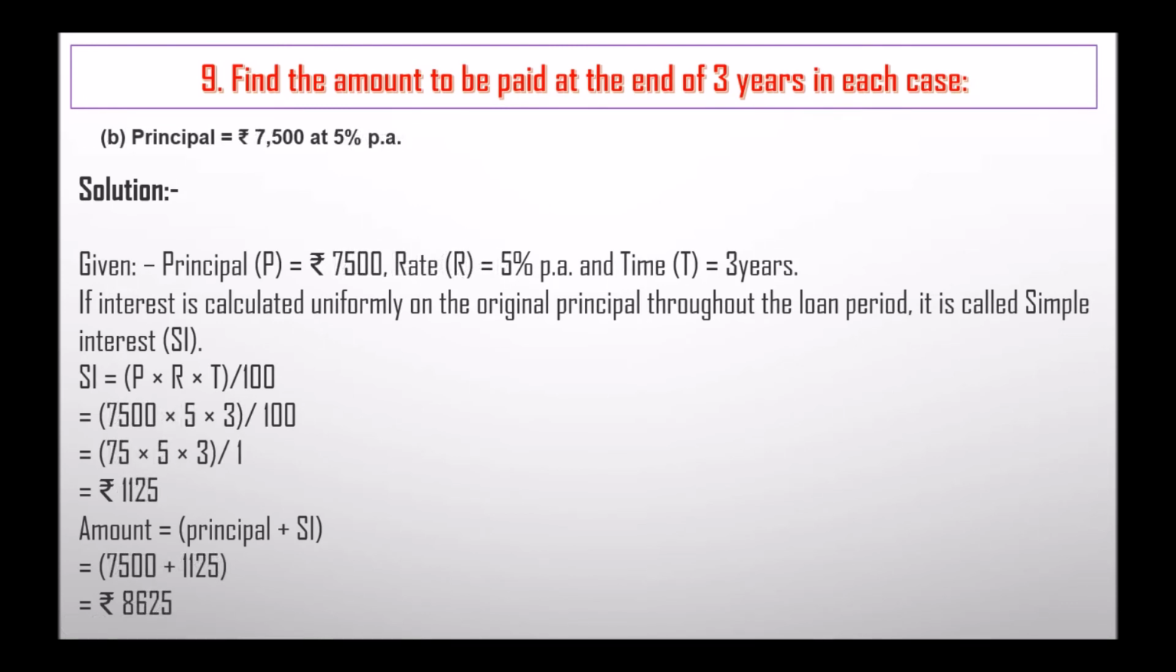Principal is rupees 7500 at 5% per annum. So again we will use the simple interest formula, that is PRT upon 100, 7500 into 5 into 3 upon 100. So it is 75 into 3 into 5 upon 1. So rupees 1125. Amount equals principal plus SI, that is 7500 plus 1125, that is 8625 rupees.